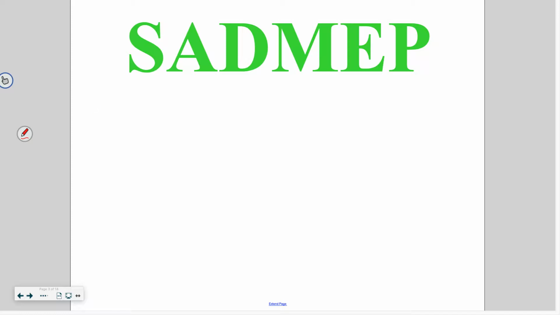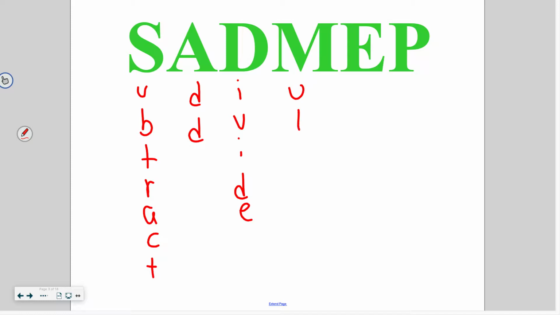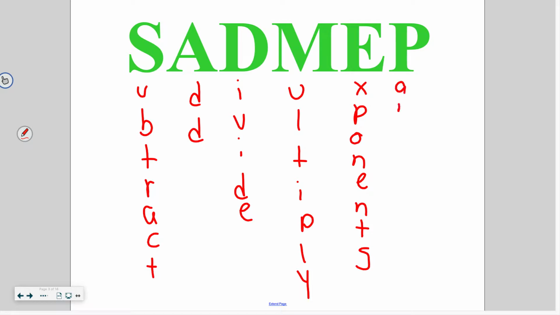A reminder that the S is for subtraction, the A is for add, D is for dividing, M is for multiply, E is for exponents, and P is for parentheses.